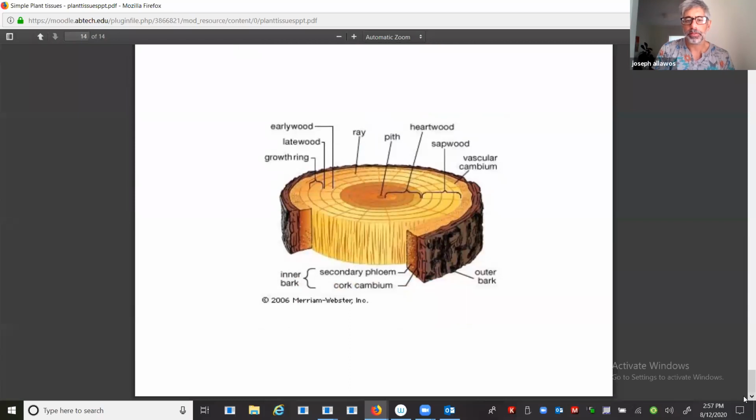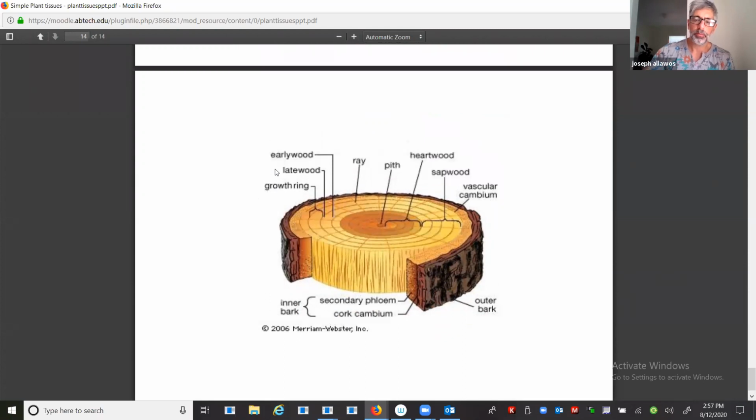But then it gets pretty complicated in a woody stem, right? Because we have these different regions of tissue. And there are tissues that form a cylinder.